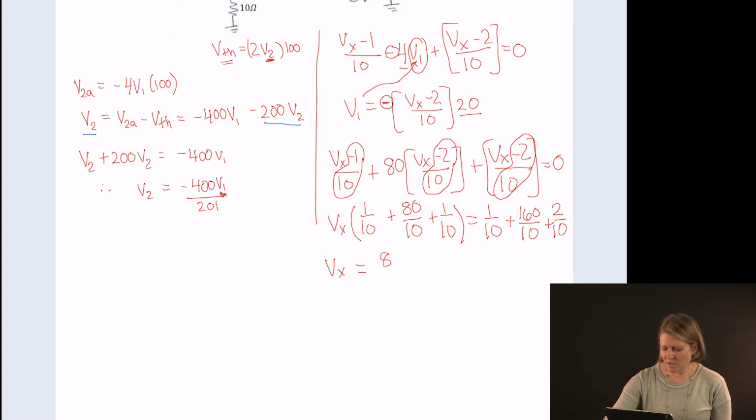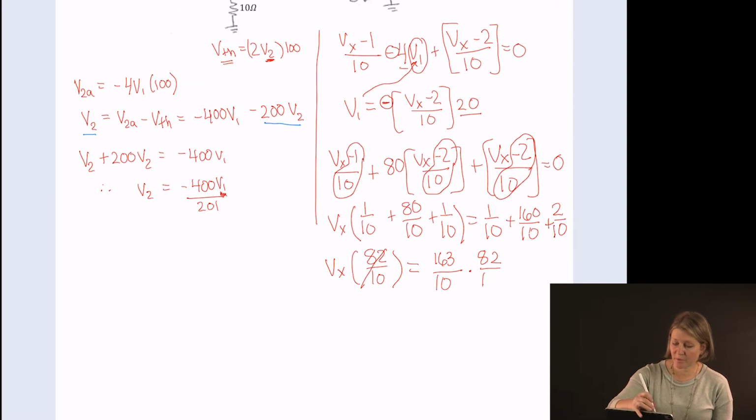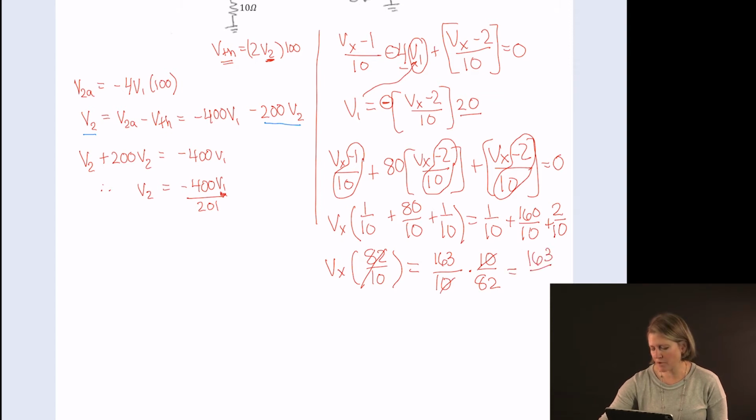So this becomes 80, this combined becomes 82 over 10. And then this becomes 163 over 10. And then I can multiply by 82 over 10. It actually becomes 1 over that, so this becomes 10 over 82. And the 10's cancel to give me 163 over 82 for my Vx. So now that I have Vx, I can go back and get V1.